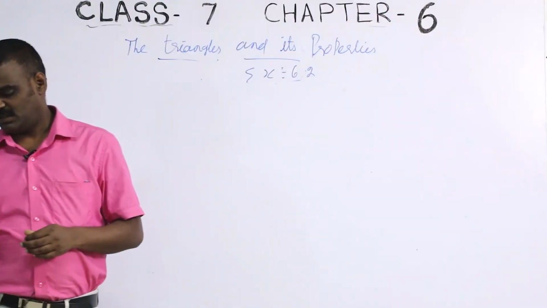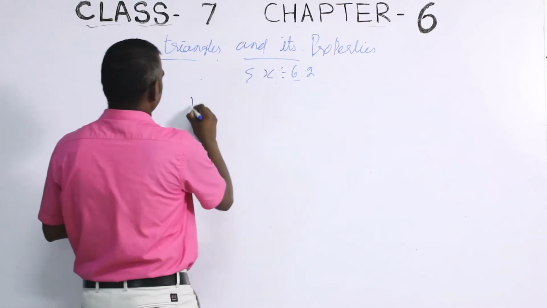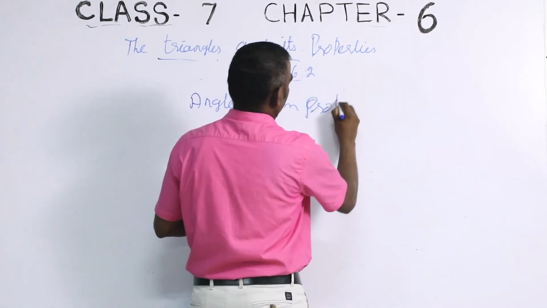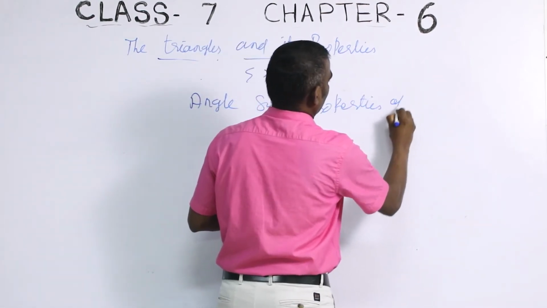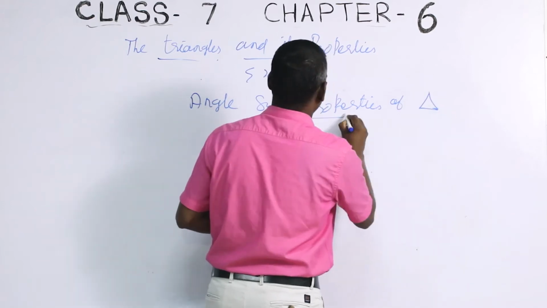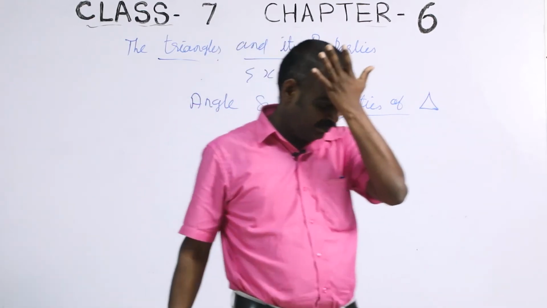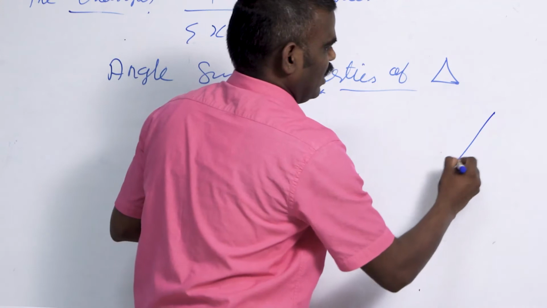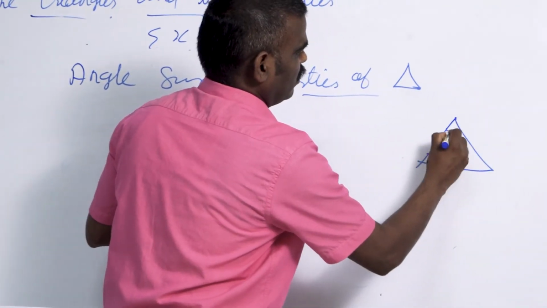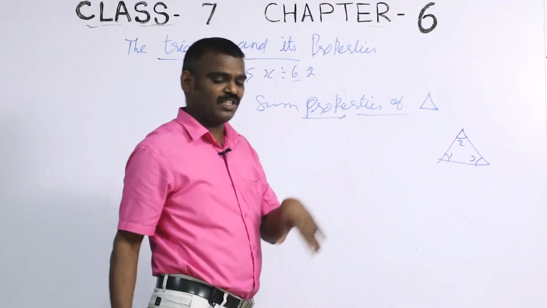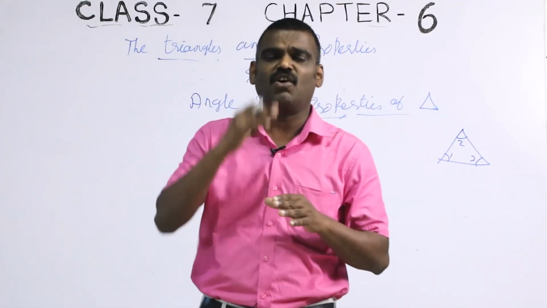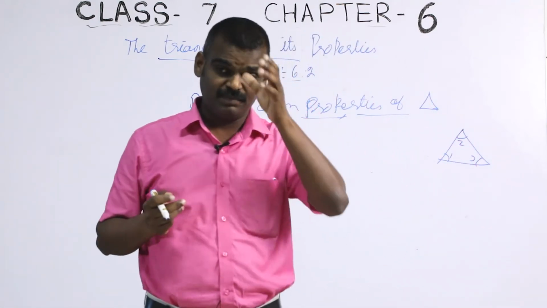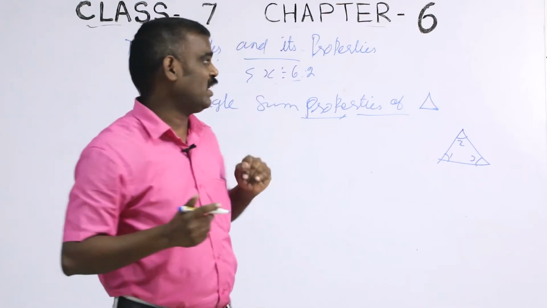Another question is angle sum property. Angle sum properties of which one? Triangle. Triangle we know has 3 sides, 3 angles, right? Triangle has angle 1, angle 2, angle 3. Now our question is, when you add all the 3 angles, how many degrees will come? Sum of the angles of the triangle is equal to how many degrees? Yes, you know already, right? 180 degree.